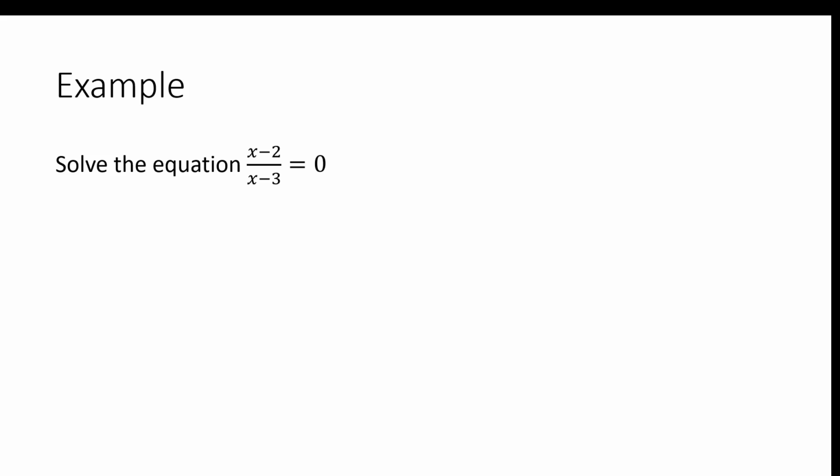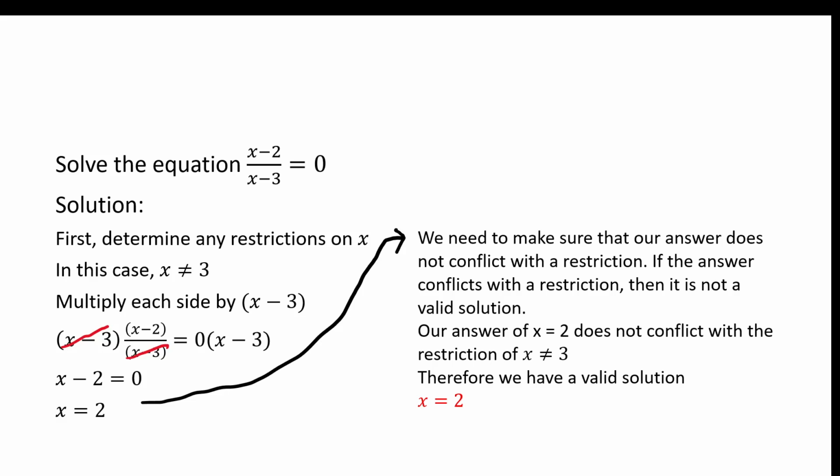Now, this is an equation because there's an equal sign, and it's a rational equation because there's a rational expression in it, (x - 2)/(x - 3). Well, first what we're going to do is determine any restrictions on x. So in this case, just by looking, we know x cannot equal 3. Now, we're going to multiply each side by x - 3.